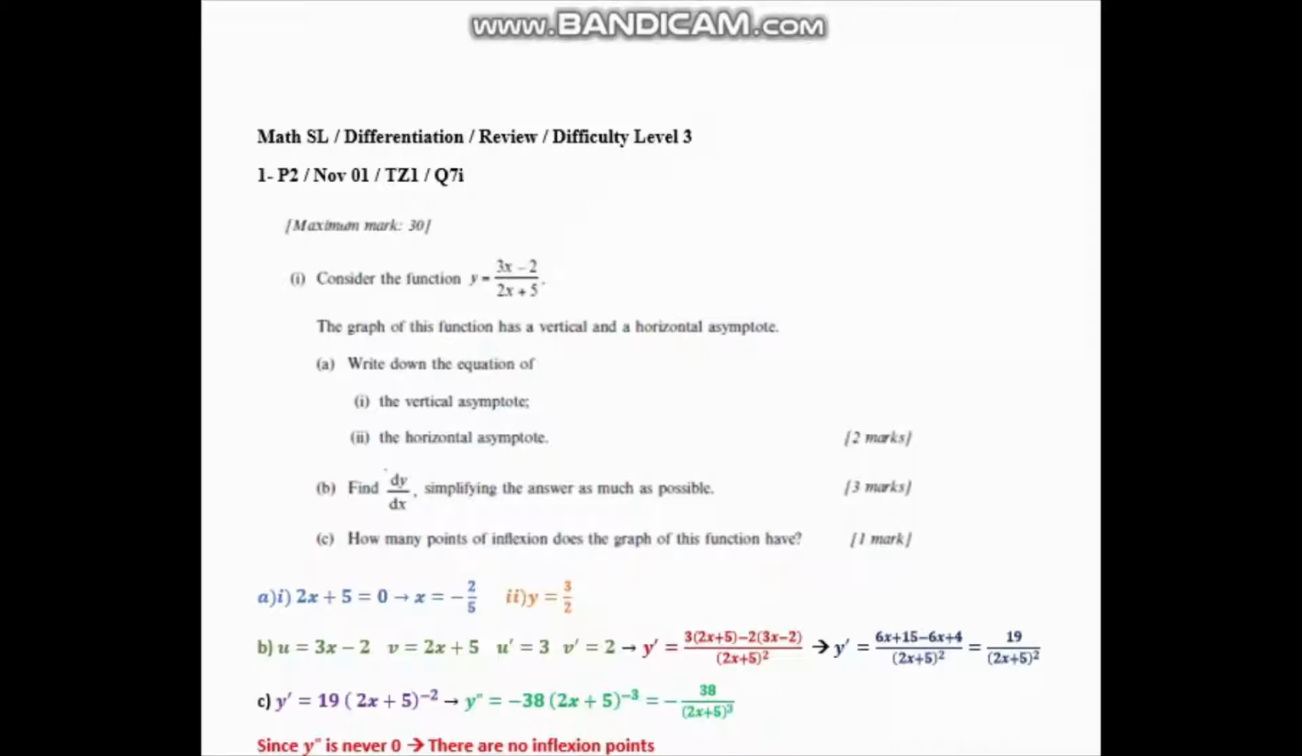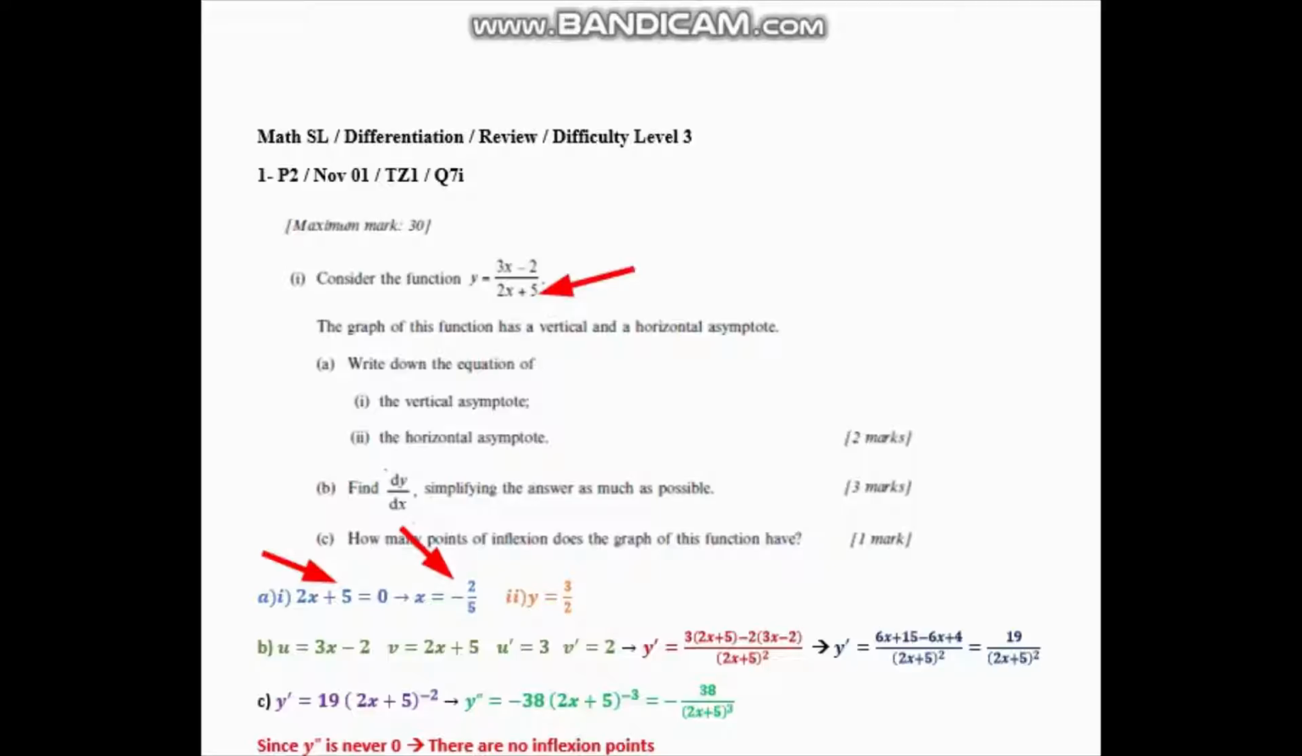Anyway, to write down the equation of the vertical asymptote, since we have a fraction here, I need to check which value of x would make this denominator 0. Hence, I set the denominator to 0 to find x, which is what I've done right there. You can see that the value of x that would make the denominator 0 is -2 over 5. Hence, the equation of the vertical asymptote, which is a vertical line, is x equals -2 over 5. You cannot just write -2 over 5 because this is not an equation, this is a number. You need to write x equals -2 over 5 because this is the equation of a vertical line.